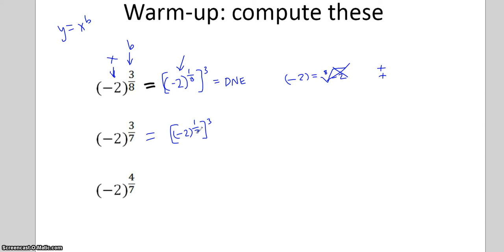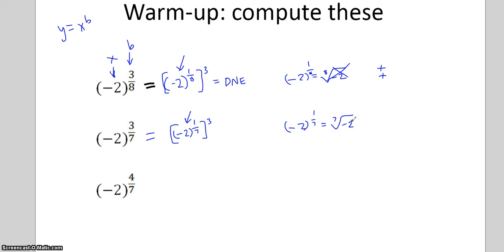Now here, we can think of it as multiplying this thing by itself 3 times to get that value. And now it's a matter of questioning what negative 2 to the 1/7 means. Sorry, I'm just looking up here and realize I didn't write 1/8 here. So negative 2 to the 1/7 power is another way of writing the 7th root of negative 2.